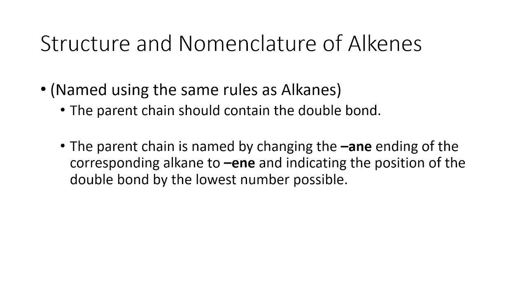And in that, the parent chain is named by changing the "-ane" ending of the corresponding alkane. Meaning to say, if we have propane and we see a double bond, it will be propene. We will just indicate the "-ene" instead of "-ane", and we will be indicating the position of the double bond by the lowest number possible. So I will be providing some examples later on.